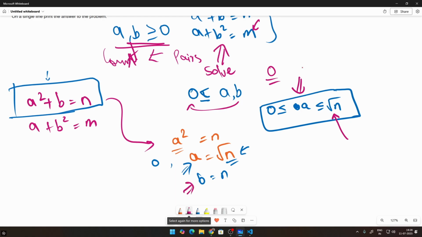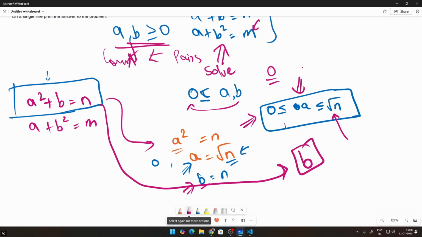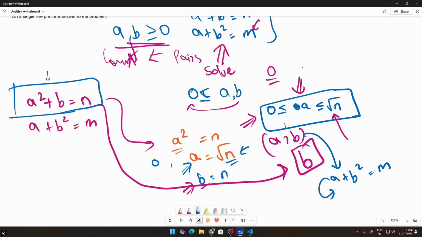Now, what I'm saying is we actually don't need both the b and a values. What we can do is iterate through all possible values of a. We can apply that in this equation right here to get a possible value of b. Once we get a possible pair of a and b, we can apply this in our second equation, a + b² equal to m, and from there we can check whether this a and b is a possible pair for m.